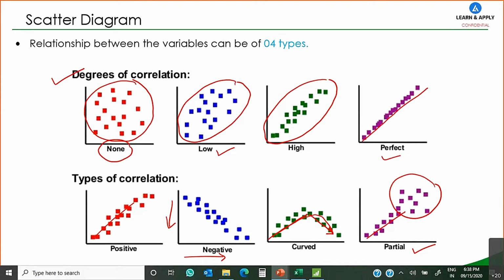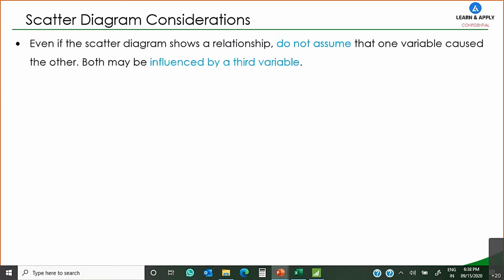Now the next point is that we are going to see that there is a corresponding increase in one factor level, an increase in another factor level, and they are correlated. We had seen that by looking at the scatter of the two variables, we can say whether the two factors are correlated or not. But even if the scatter diagram shows a relationship, do not assume that one variable is caused by the other. Both may be influenced by a third variable. So what is meant by that? We are going to see with the help of examples, so it will be clear.